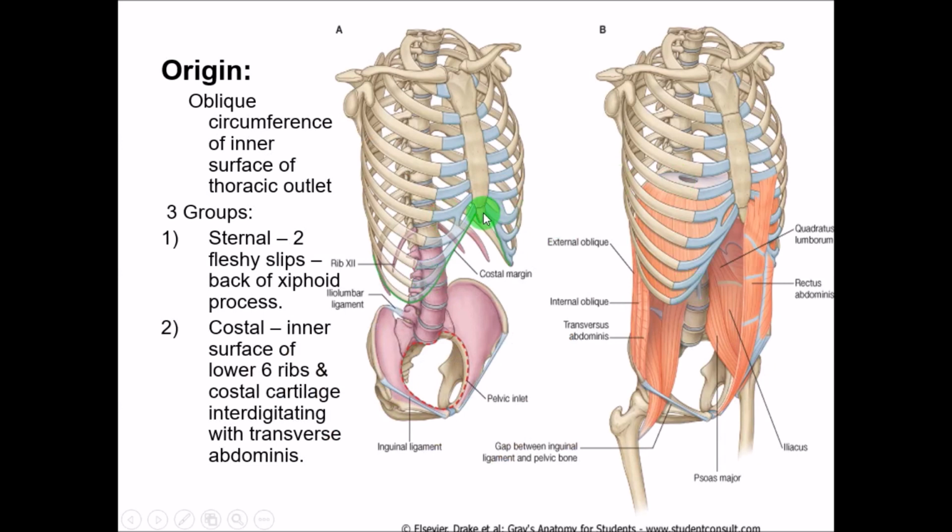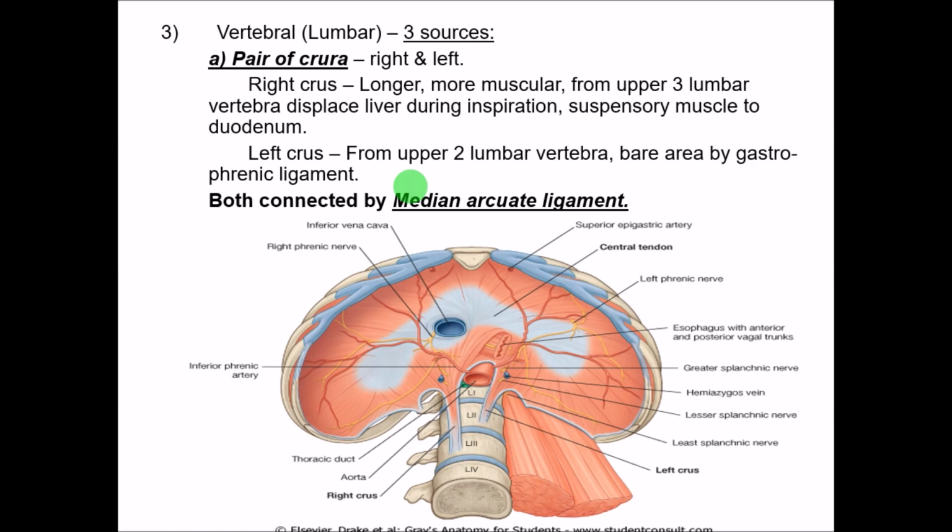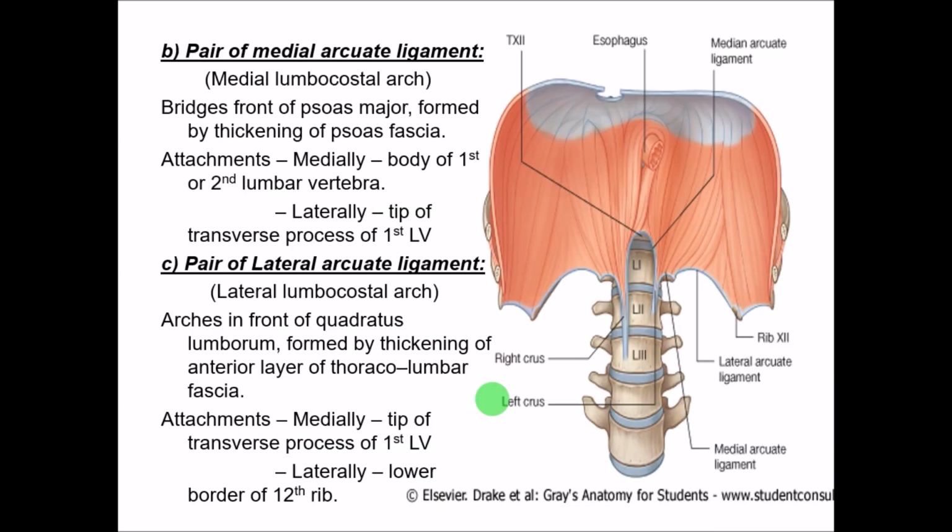So this is how that muscle takes origin. One part is the sternal part, behind the xiphoid process. The second part is from the costal margin as well as the lower 6 ribs, and the third part is the vertebral part, taking origin from the first, second and third lumbar vertebra on the right side, and first and second on the left side, forming the crura. This crura leads to the formation of the median arcuate, the medial arcuate as well as the lateral arcuate ligament. The median arcuate ligament is single, but the medial and lateral are in pairs. Median is only one.